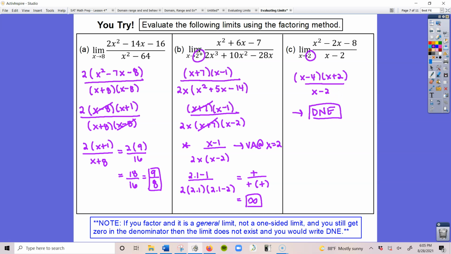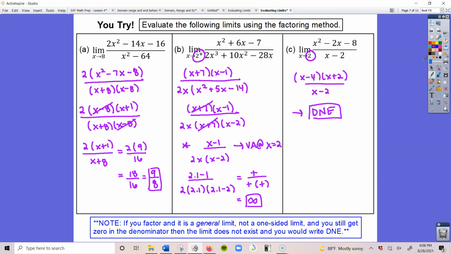So if it's a one-sided limit, you're going to take note of the signs by plugging in a number to the left or to the right of the number, and it'll be some infinity. But if it's a general limit and you still end up with 0 in the denominator, then your answer is does not exist.